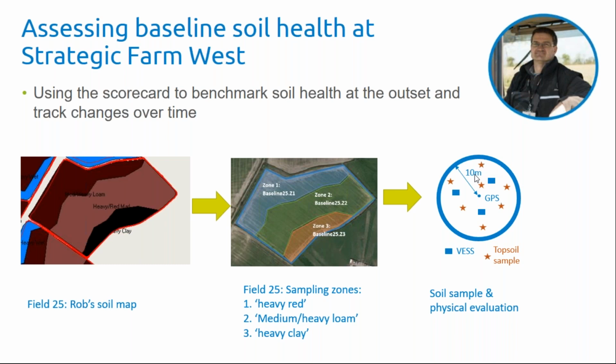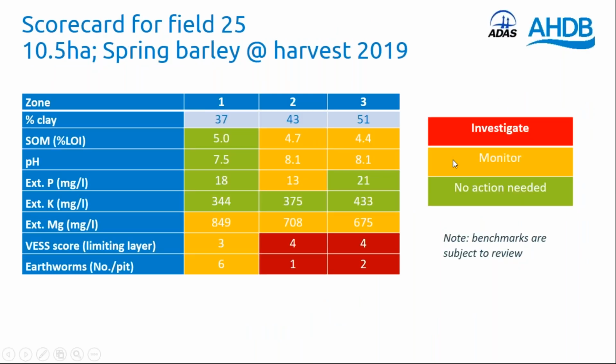If we move to the next slide, this is the scorecard that we got for that field going into spring barley. As you can see, the texture was right. We have those 3 zones of increasing soil clay content. And interestingly, the thresholds for the organic matter were slightly different because of those. We went from a medium to a heavy soil across the field.